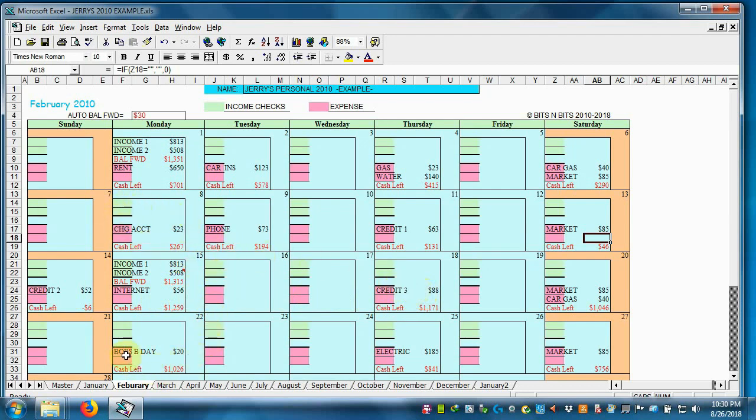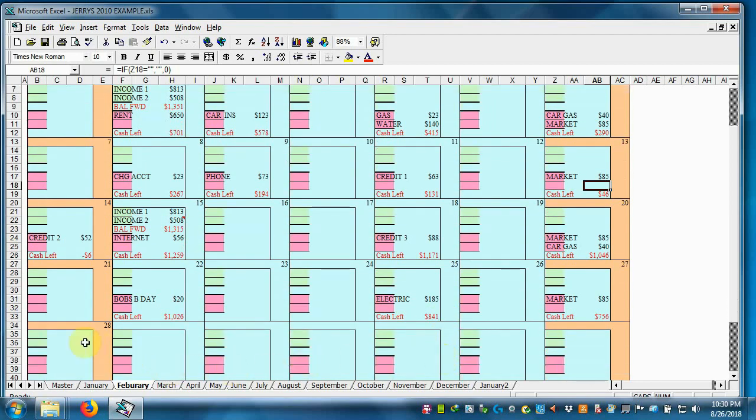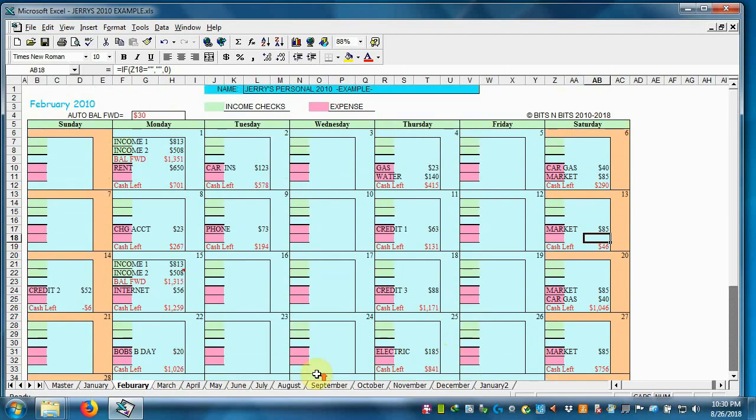He has Bob's birthday coming up on the 22nd. He has an electric bill of $185. So he might have a large house or use a lot of electricity for heat and air conditioning. And there's nothing down here in the 28th. So he ends up with $756, which in a normal budget planner in the traditional format would say you're good to go. But let's take a peek and see what the Bill Juggler can surface and see if we run into any problems.